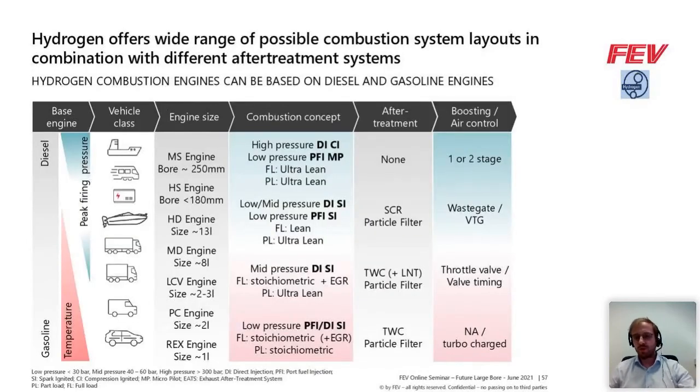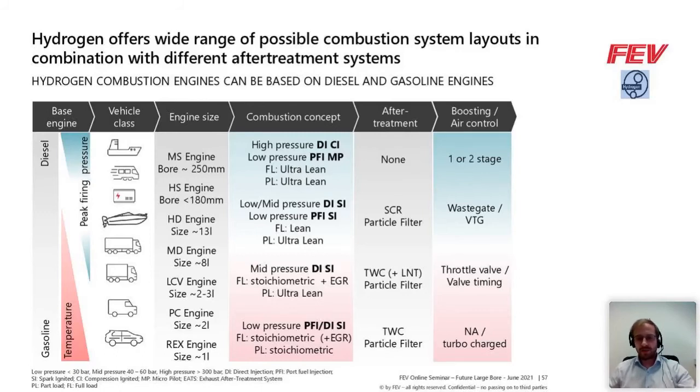With this, we are moving on to the hydrogen combustion systems, and we have depicted here a matrix of possible hydrogen applications over different engine sizes. So for hydrogen, we can use a wide variety of base engines, for example. For the smaller applications, a gasoline engine might be applicable. However, for the high-speed engines, of course, it will always be a diesel base engine. And there we have a higher peak firing pressure resistance, as we can see here on the left side, but the temperature resistance is a little bit lower.